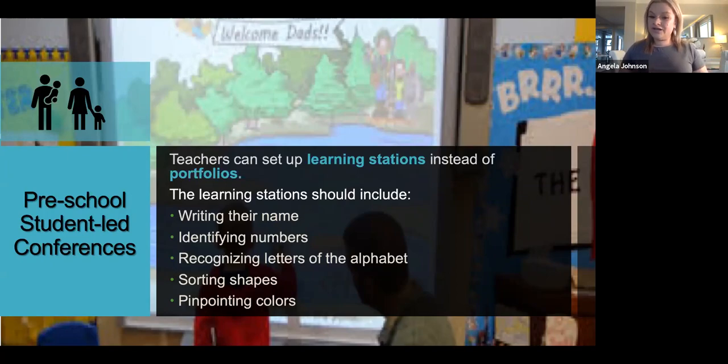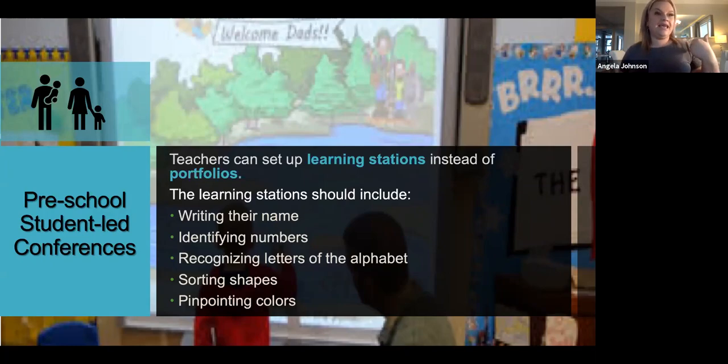So the learning station should include writing their name. That could be an option. Identifying numbers, recognizing letters of the alphabet, sorting shapes, and pinpointing colors. That is wonderful, right? So you're building on what they have. Of course, you're not only limited to those ideas. Those are just initial thoughts on how that could be done. But you could really highlight anything that the kids are able to do, right?